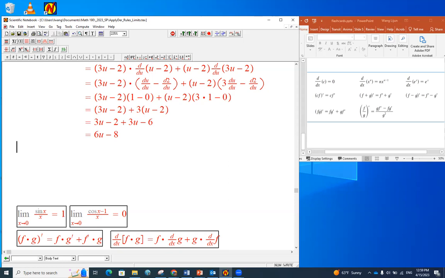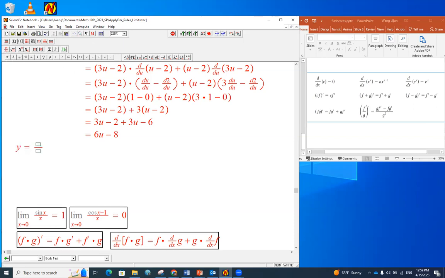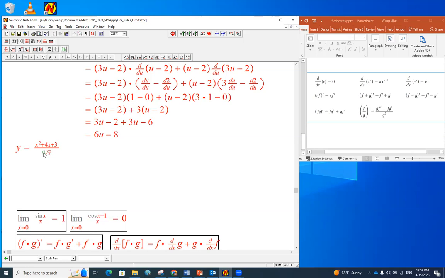Let's see. Number 23 on the first set of homework. Okay, so we have a y. This is going to be example number 3. We have x squared plus 4x plus 3 in the numerator, divided by the square root of x. What do we do about this derivative?